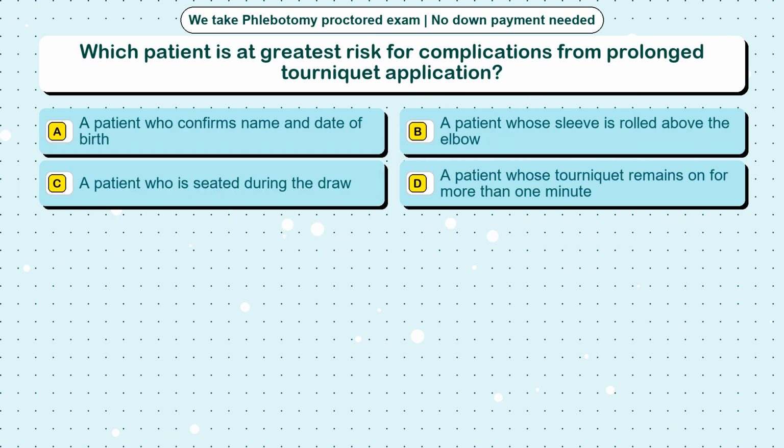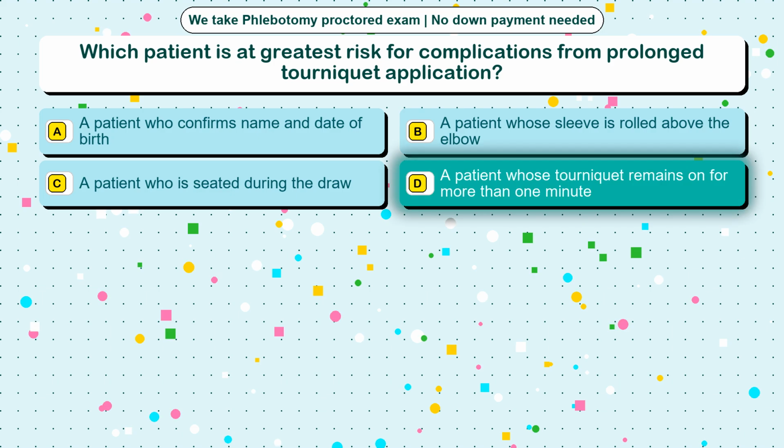Question 53. Which patient is at greatest risk for complications from prolonged tourniquet application? Option A, a patient who confirms name and date of birth. Option B, a patient whose sleeve is rolled above the elbow. Option C, a patient who is seated during the draw. Option D, a patient whose tourniquet remains on for more than 1 minute.